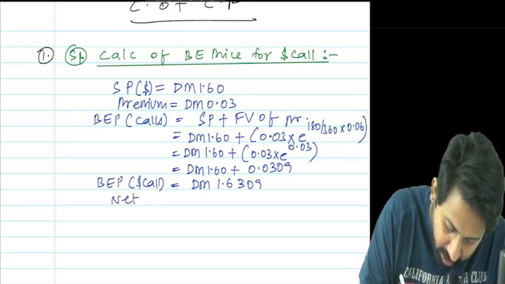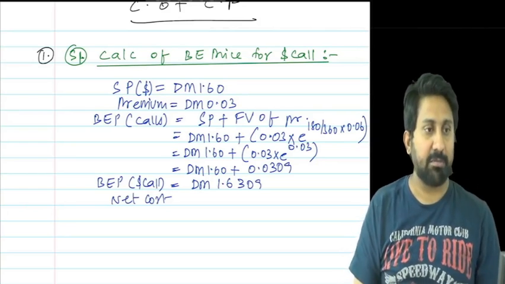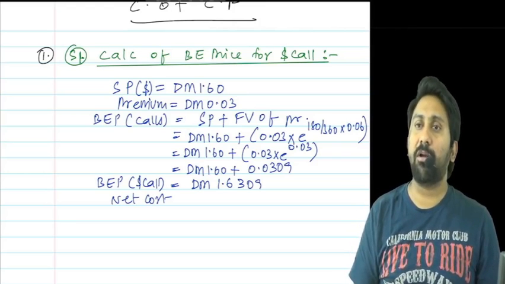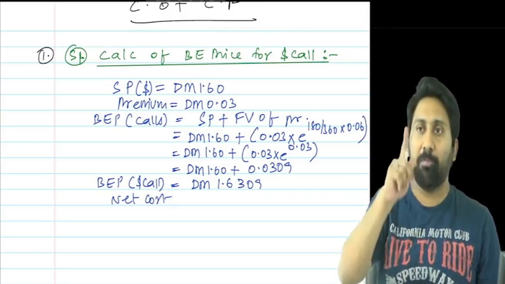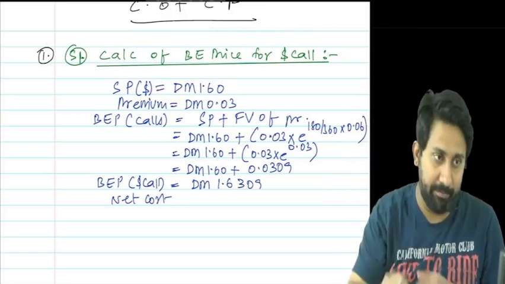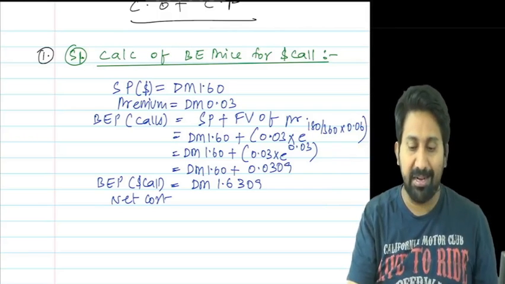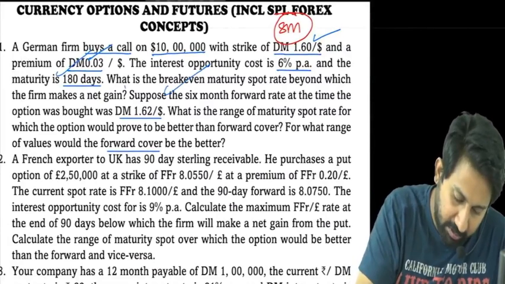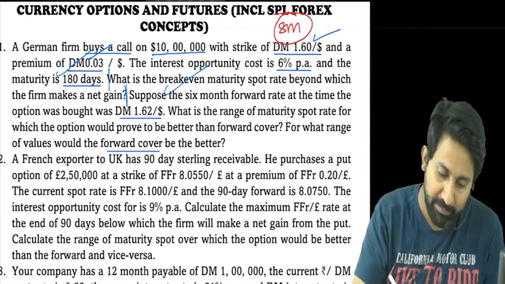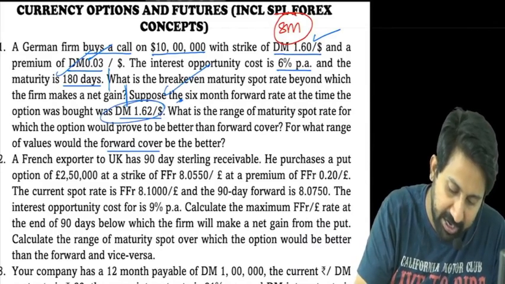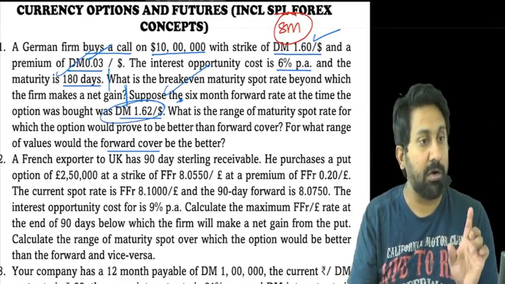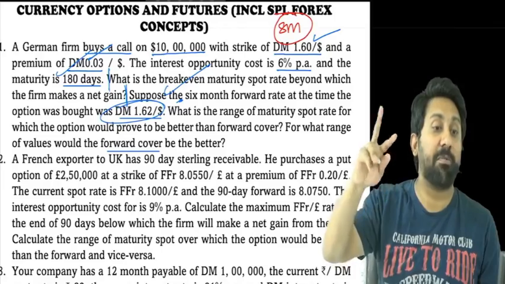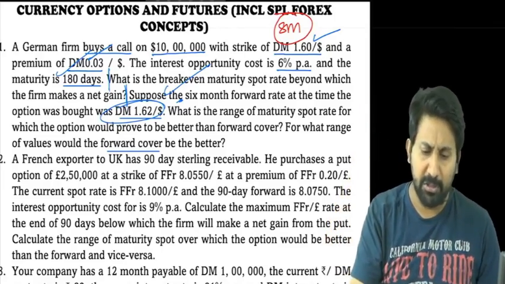Simply this is the net cost. Net cost means at that cost you need to buy. That means if you want to buy a dollar option, you need to pay SP on due date plus premium. Now let us understand what he asked. First question, what is the break even price? This is the break even price. First point over. Suppose the 6 months forward contract is trading at 1.62. At what range of maturity spot rate would option be better than forward and forward better than option? This is what he is asking.